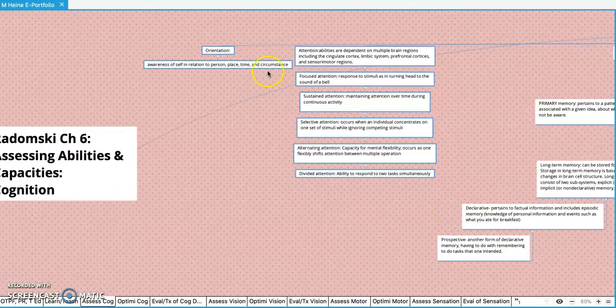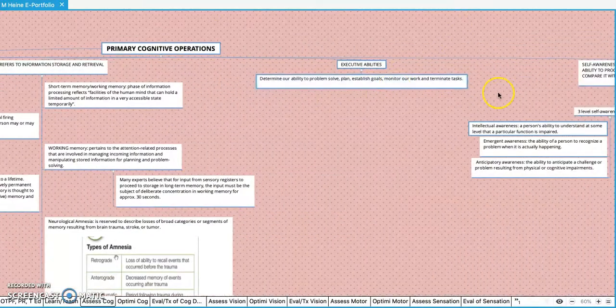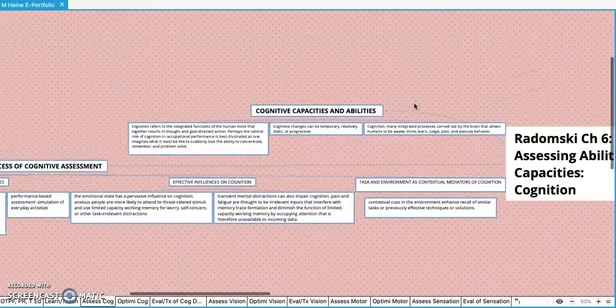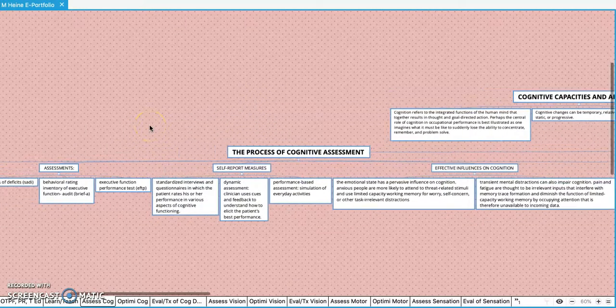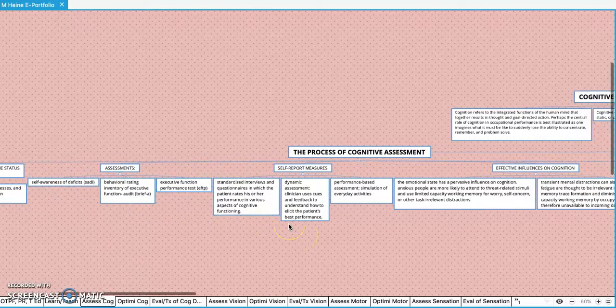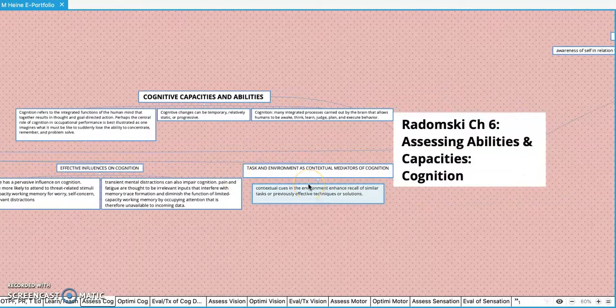So just going into our different areas here of cognition. So we have orientation, memory, and our executive abilities, our executive functions, self-awareness, and then we'll hop over here to our cognitive capacities and abilities, and then the process of cognitive assessment. So here's a couple of different assessments that I could use, and then if we're doing a self-report measure, what that looks like, and then how do I know that the results I got were effective, and then of course the task and environment.